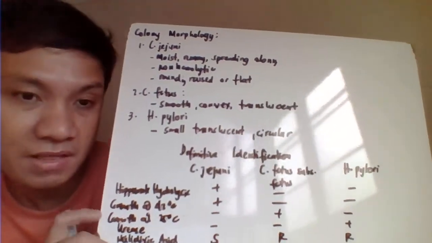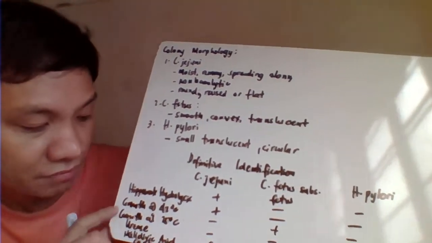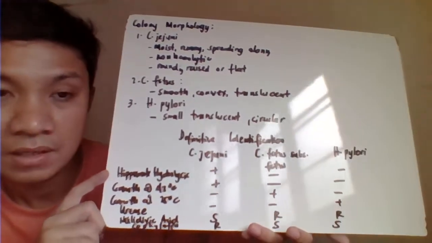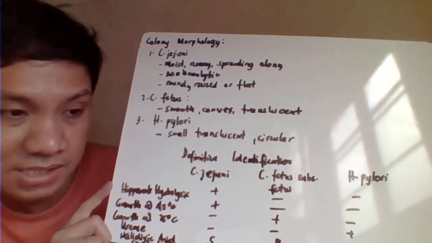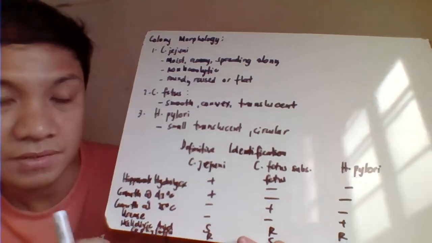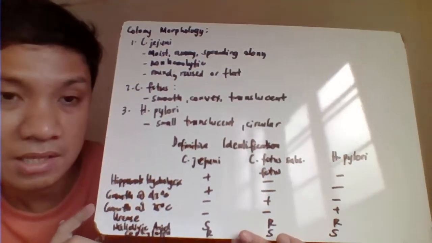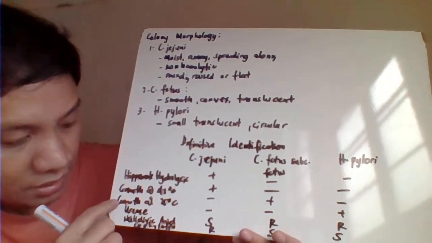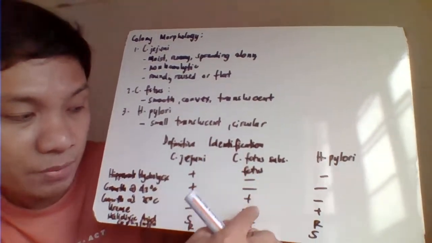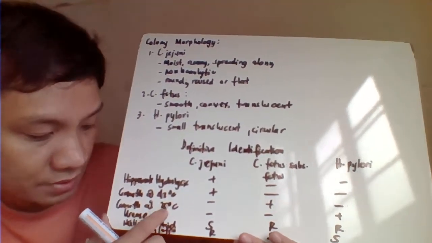Then we have your definitive diagnosis here for differentiation of the three microaerophiles. The first one, we have your hippurate hydrolysis test. This is the identification of the enzyme hippuricase. So it will give only a positive result for your jejuni. Growth at 42 degrees Celsius will identify your jejuni and then your H. pylori. Because your fetus here will only grow not at 42 but at 25 degrees Celsius.